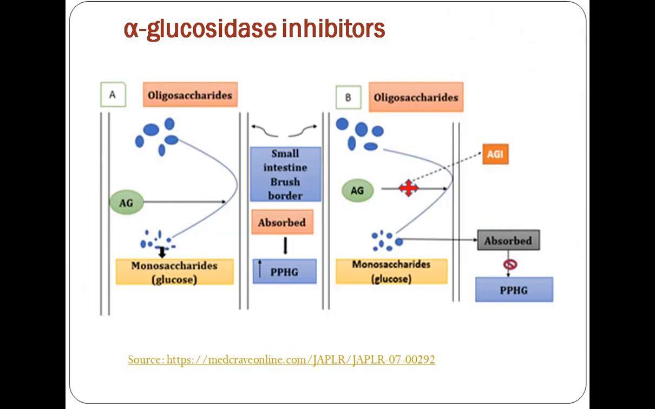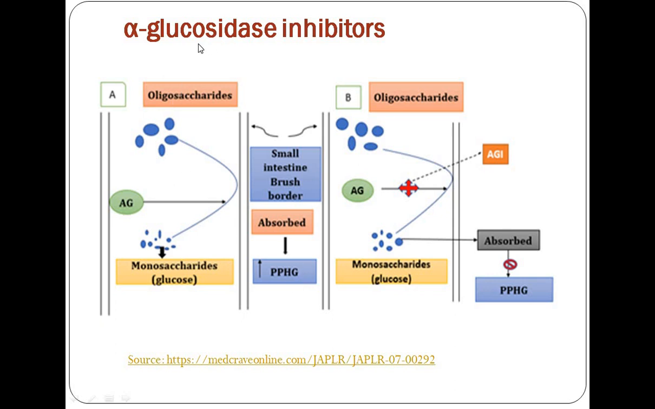Now coming to the alpha glucosidase inhibitors. In our intestine brush border, there are different types of enzymes, like alpha glucosidase, alpha amylase. They are involved in the breakdown of food to glucose. Now here it is shown that after taking food, oligosaccharide will break down into monosaccharide, that means glucose, by alpha glucosidase, so that after food, the postprandial glucose level will be increasing. So it is increasing the postprandial glucose.